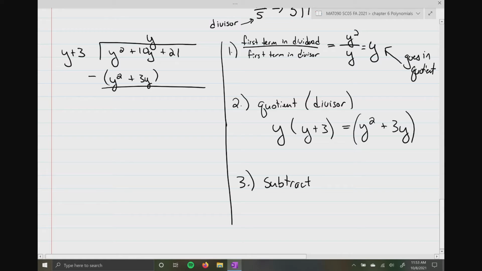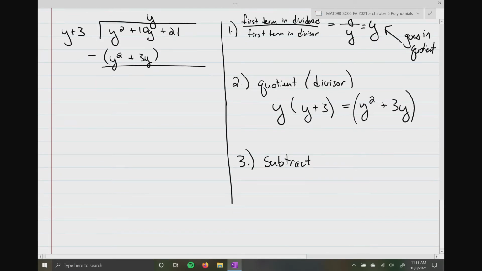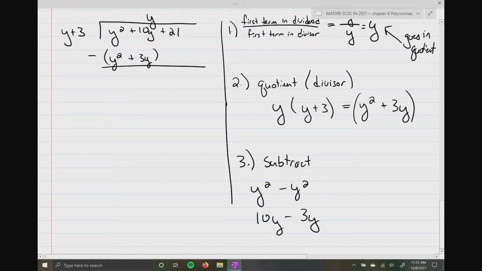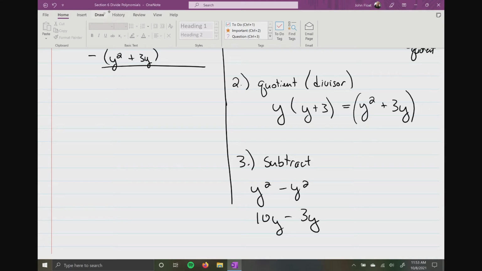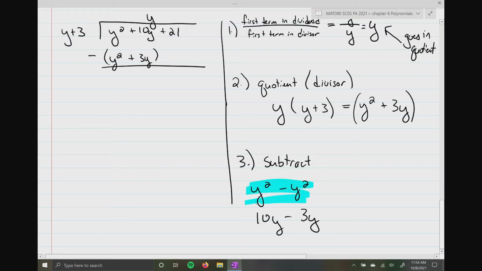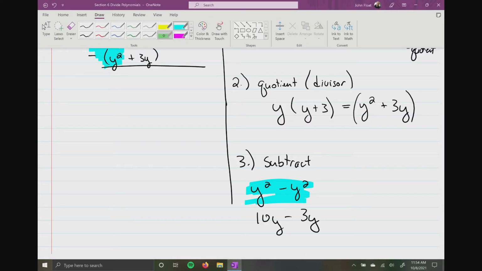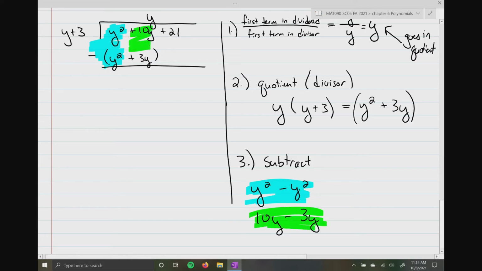Step three, all I have to do is subtract. Now, I want everybody just to watch the screen real quick. Okay? Because here's what I'm subtracting. I'm subtracting y squared minus y squared. And I'm subtracting 10y minus 3y. In other words, and I'm gonna color code them real quick. I'm subtracting that. And I'm subtracting that. Does that make sense, everyone?